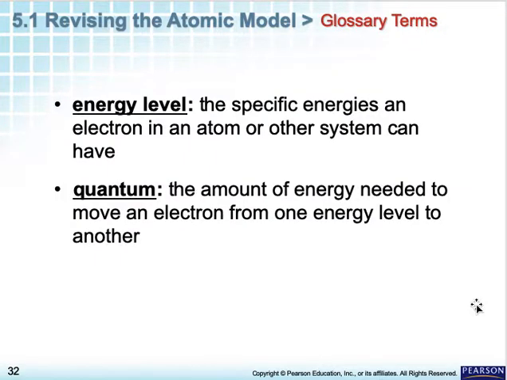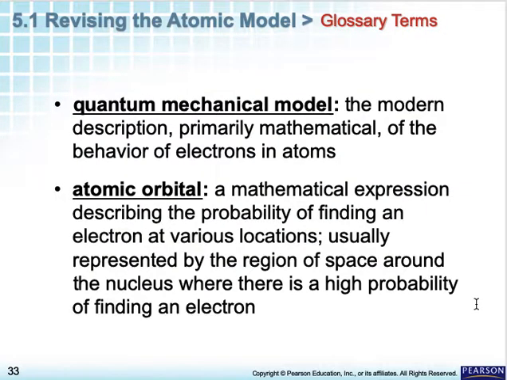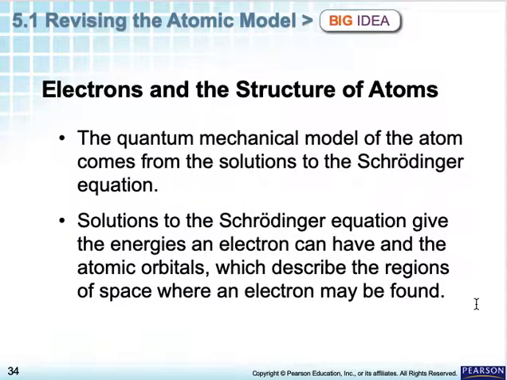Vocabulary: you should know energy level, quantum mechanical model, atomic orbital. The big idea you should also have in your notes: the quantum mechanical model of the atom comes from solutions to the Schrödinger equation. Solutions to the Schrödinger equation give us the energies an electron can have in these atomic orbitals, which describe the regions of space where an electron may be found.